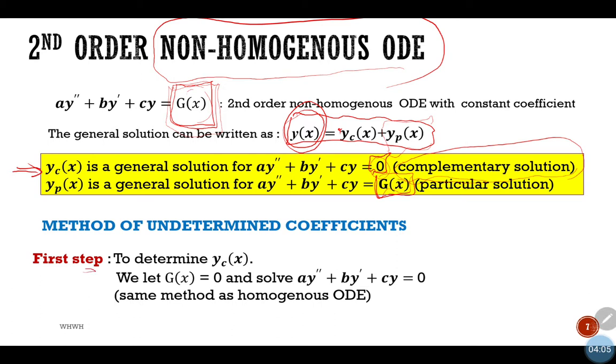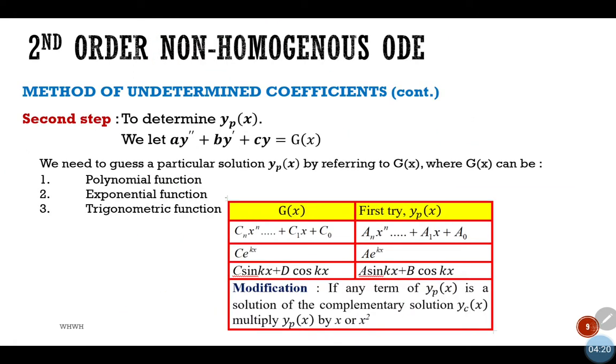The first step is we determine y_c first. As I said just now, we let G(x) equal to 0. Then you solve the equation like you solved the homogeneous ODE last week. So that is the first step. Then the second step, we now determine y_p. For y_p, we let the right hand side equal to G(x). I guess this is very important for you to understand today.